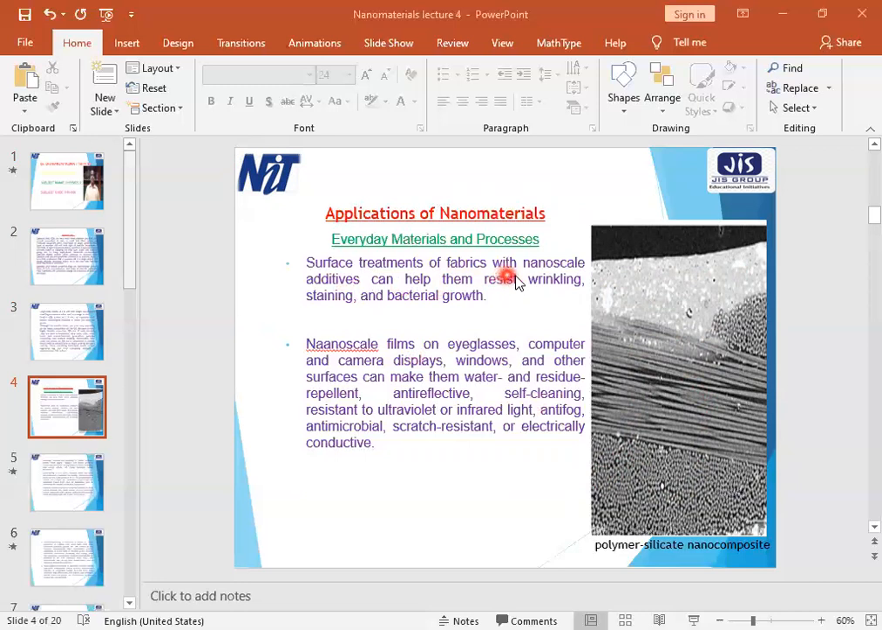Surface treatments of fabrics with nanoscale additives can help them resist wrinkling, staining, and bacterial growth. Not only that, if the cloths are made with nanomaterials, then they will be wrinkle free. There will not be staining, and bacterial growth will not be there. And some fabrics are made.